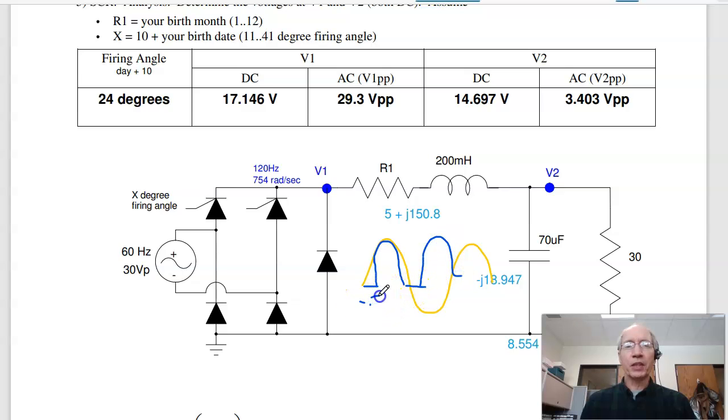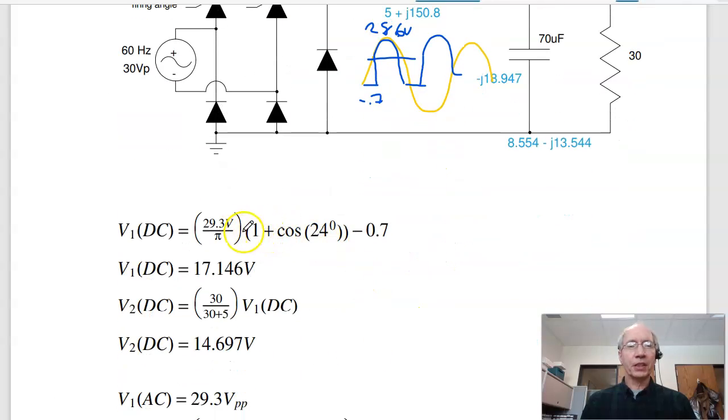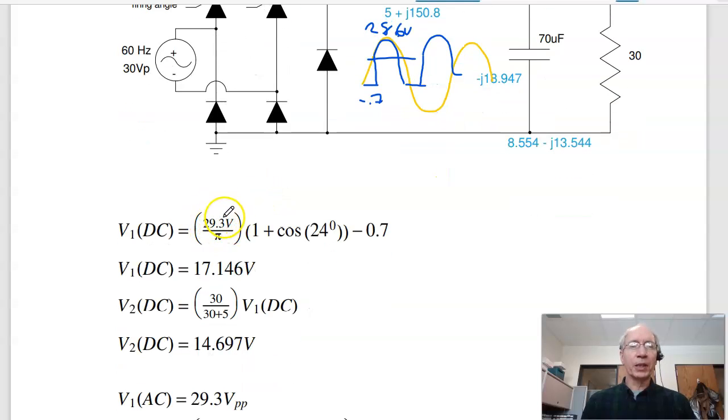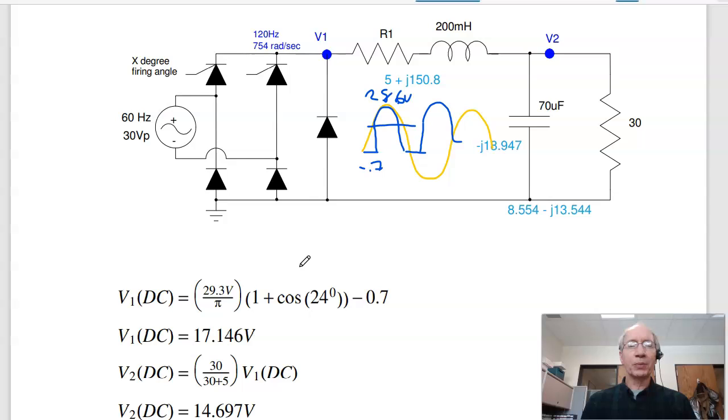The minimum is minus 0.7 when this diode is turned on. The peak is 30 minus 2 diodes, whatever that is, 30, 29, 28.6 volts. So the DC voltage then is the average. In this case, the average is roughly the peak minus 1.4 plus 0.7, giving you the peak minus 0.7, 29.3 over pi, times 1 plus the cosine of the firing angle, minus 0.7. The DC voltage is roughly 17.14 volts.